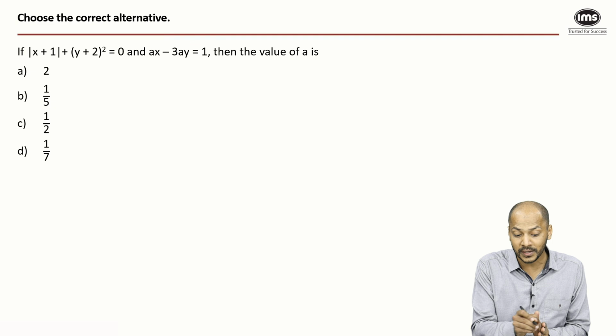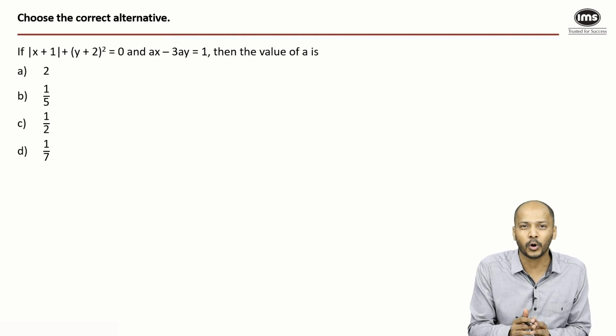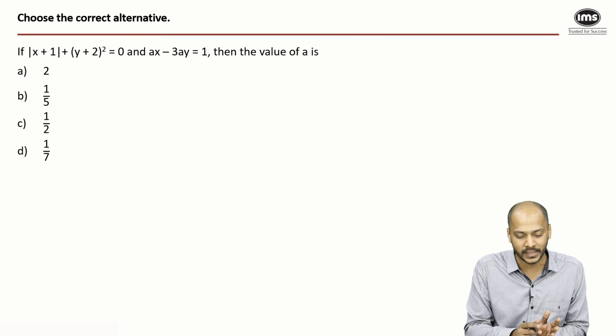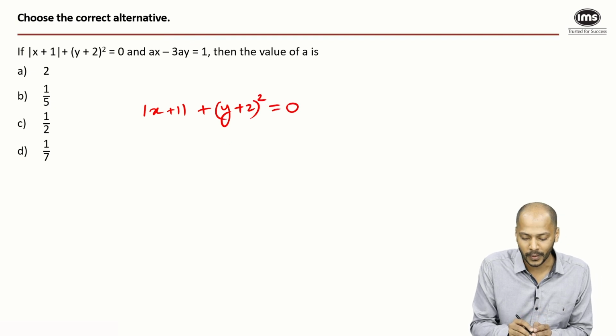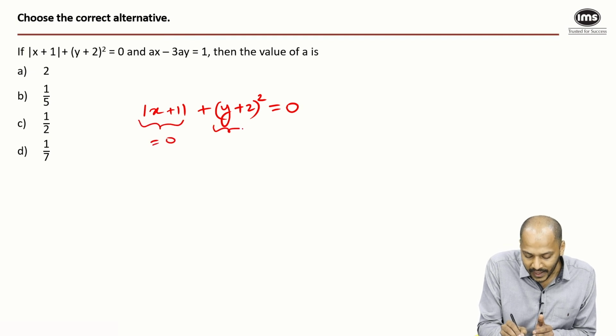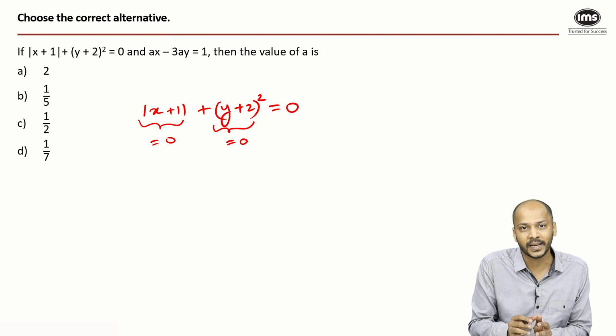In this question, if you look at the first equation, |x + 1| + (y + 2)² = 0. Now, whenever you have a modulus or a whole square involved and the overall value is 0, that is possible only when those individual values are 0, because their minimum values are 0 itself. So, |x + 1| + (y + 2)² = 0 can be satisfied only when this entire term is 0 and this entire term is 0. These are the only values of these terms which could satisfy this equation.